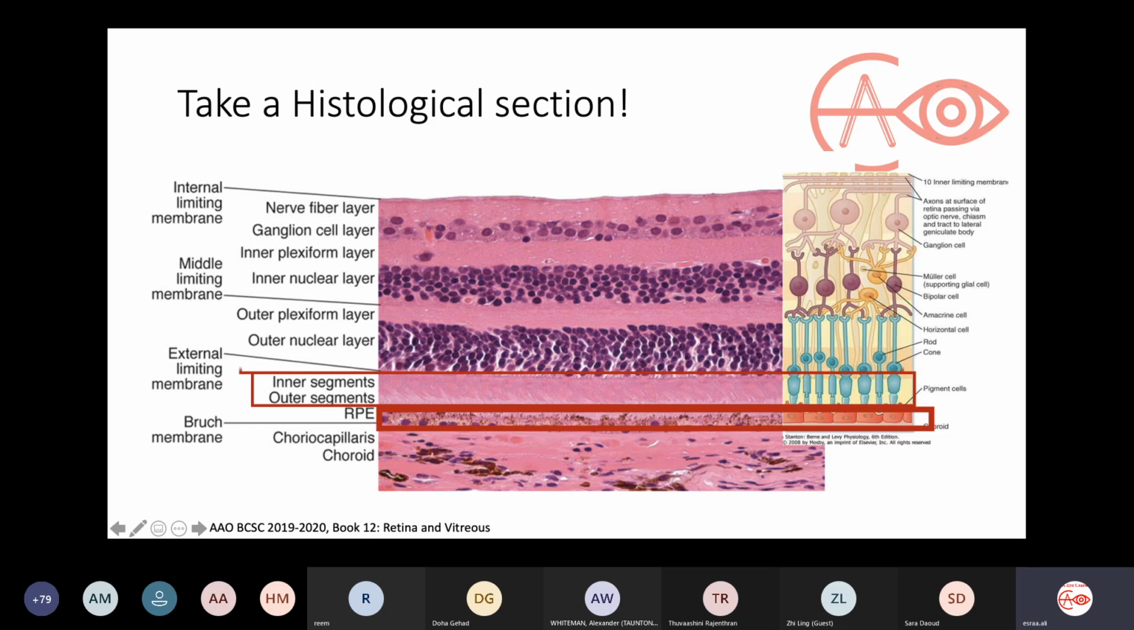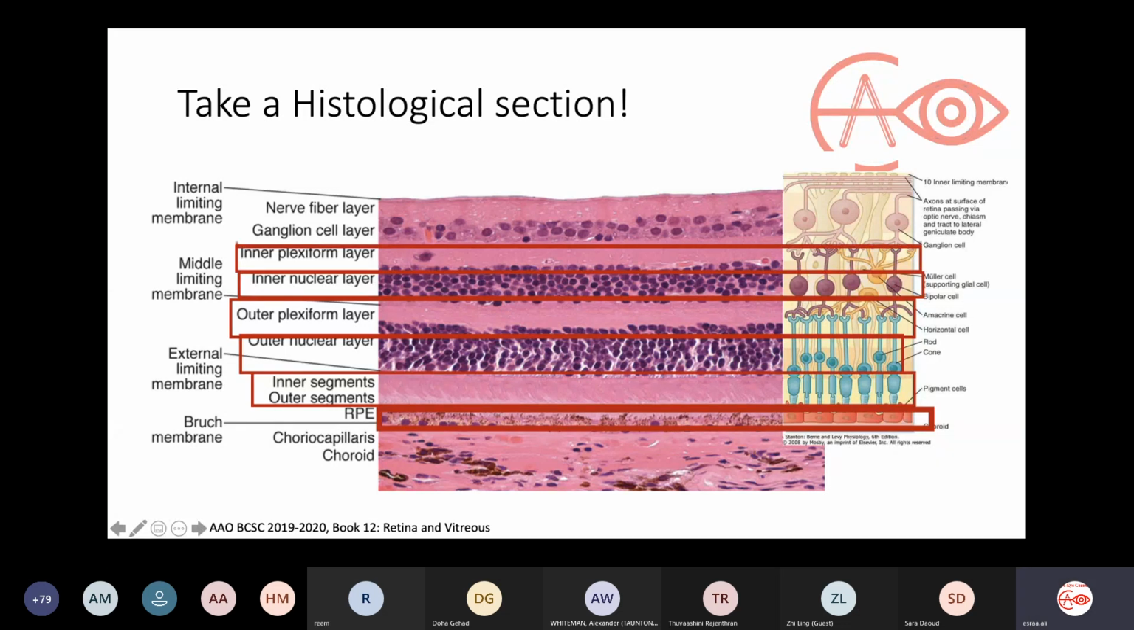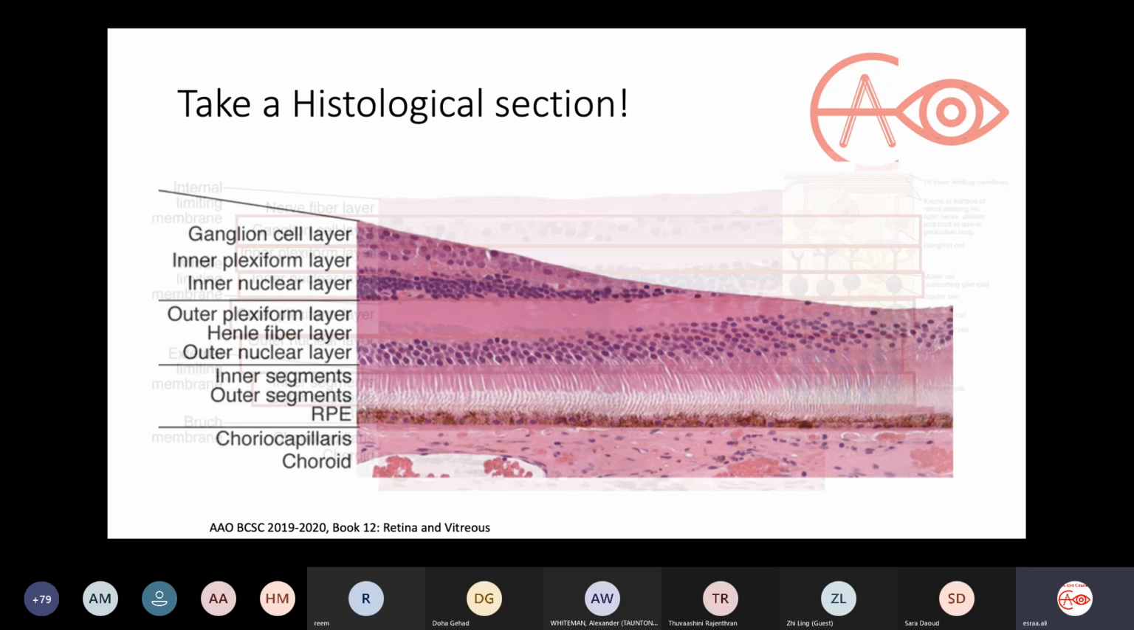And then we have their cell bodies. This is the outer nuclear layer. And then they send their terminals to communicate with the next layer. So it will be the plexiform. Since we're near the outer layer of the eye, this is the outer plexiform. And then we have the cells of the bipolar in the inner part of the eye. So this is the inner nuclear layer. They send their terminals as well to communicate with ganglion. So there is the inner plexiform. And then we have the ganglion cell layer, and then the nerve fiber layer.